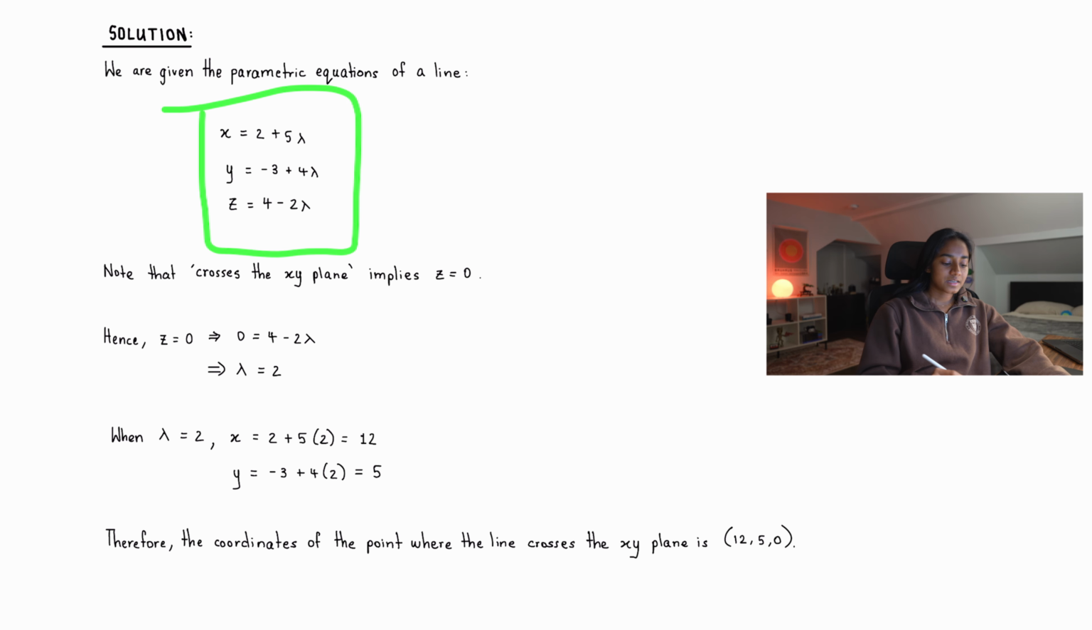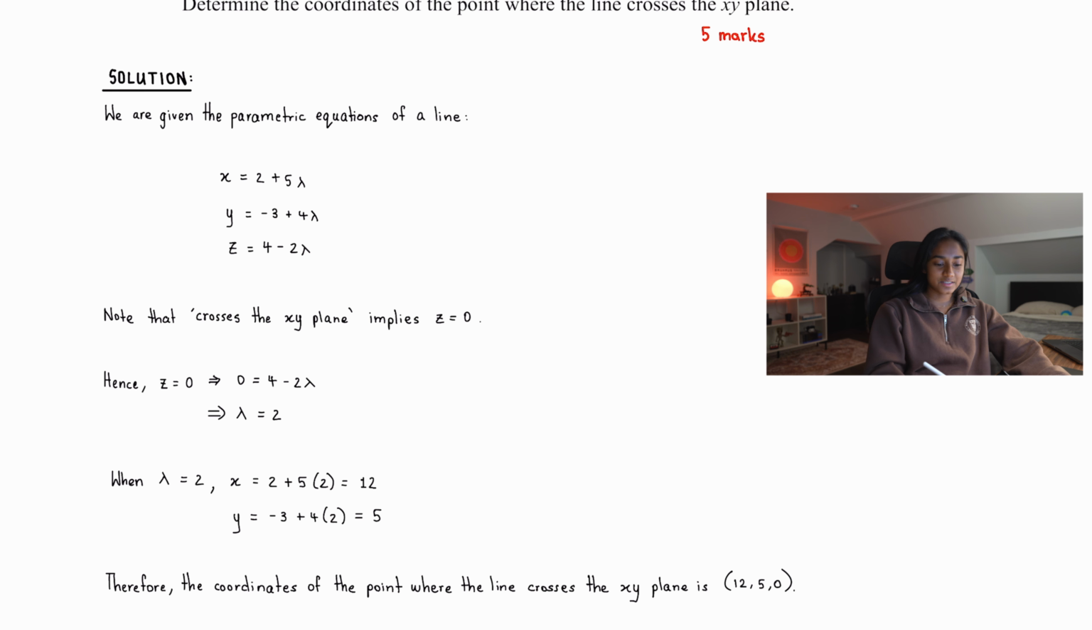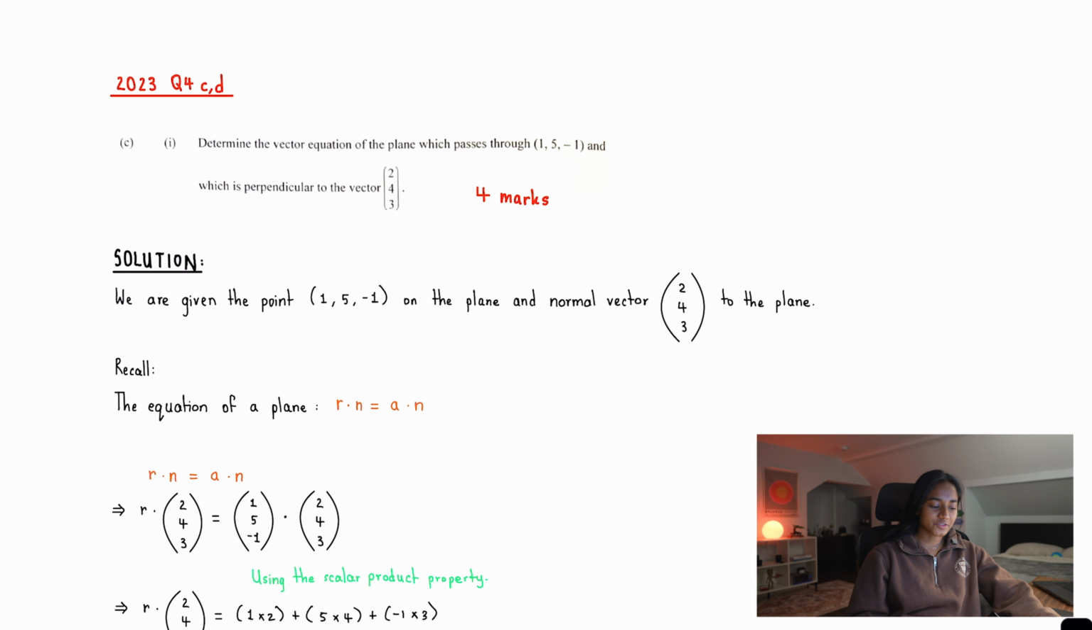So let's start. We're given the parametric equations, and we'll write them out. Remember when I emphasized the xy plane? This means that z is equal to 0. So if z is equal to 0, we can get the value for lambda. When we substitute the value that we found, which in this case is 2, into x and y, we get 12 and 5. Therefore, the coordinates of the point where the line crosses the xy plane would be 12, 5, and remember, this would be 0. So it was that simple, and that's 5 marks right there.